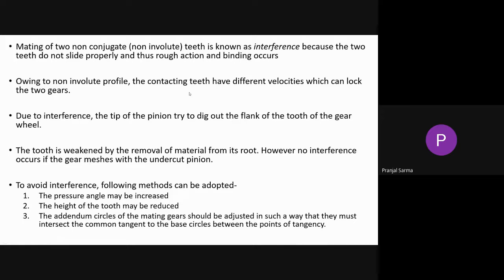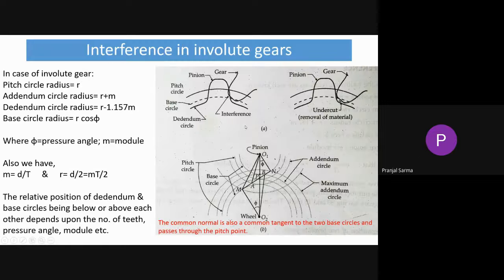So if locking is happening then there will be problems, because one of the drives is trying to rotate but it has got locked. There will be different problems like thrust problems, some axial thrust may be there, unbalancing might happen. And if interference is there, due to the interference the tip portion of the pinion tries to dig out the flank of the tooth of the gear wheel, as you have seen in this particular figure.